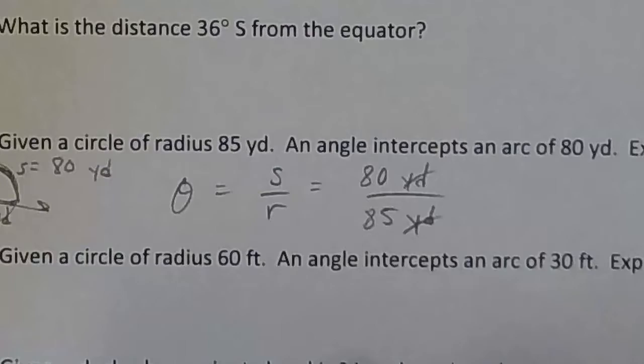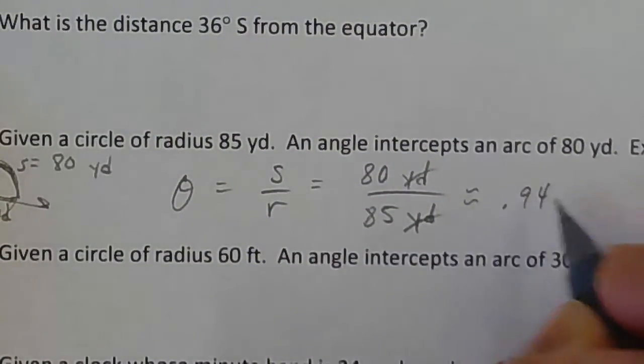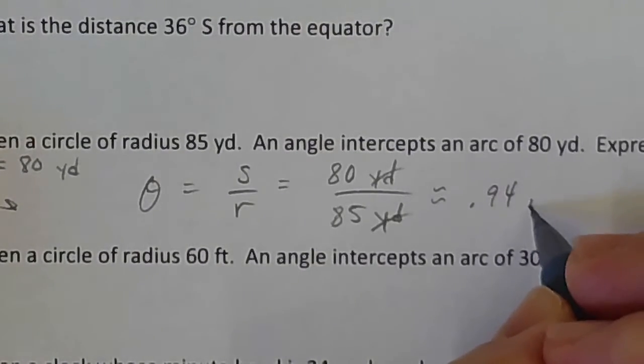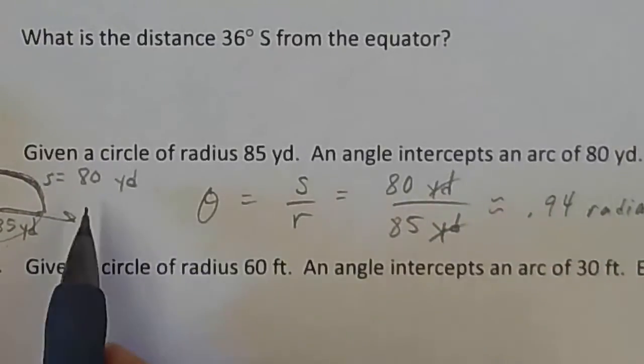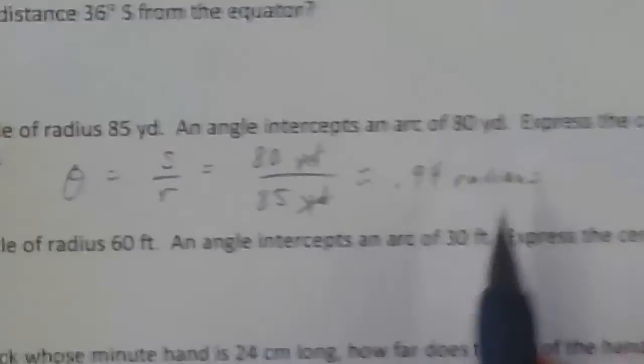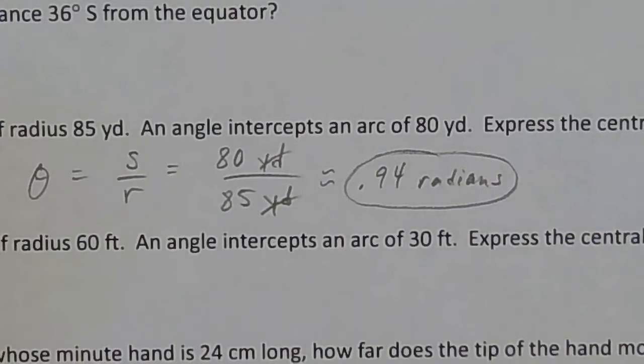We could reduce it. Sometimes they say to put it in decimal form. Let's just throw in decimal form right now, whatever 80 divided by 85 is. All right, so punching that in, we get approximately 0.94, and we'll just put the word radians next to it. Remember, if it has pi in it, we just assume it's radians, but if it's something that didn't involve pi in the calculation, we should label it so we don't think it's degrees, okay?